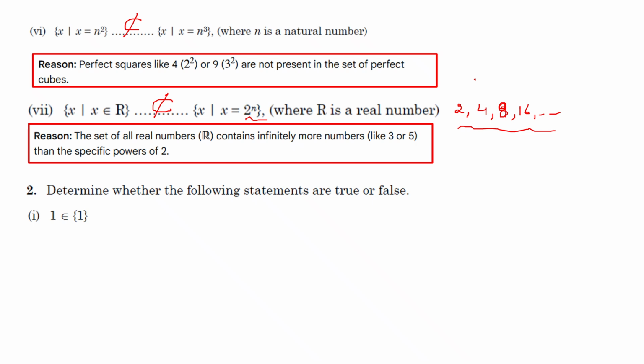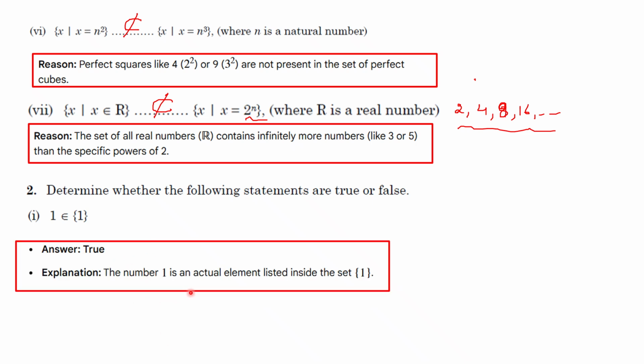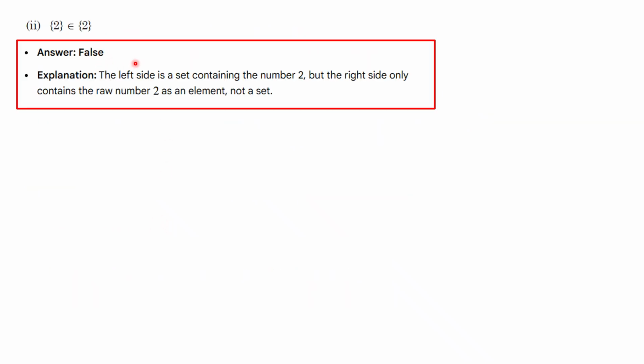Next is determine whether the following statements are true or false. So it is given 1 belongs to set 1. So it is true because the number 1 is an actual element listed inside the set. Next, this is false because the left side is a set containing the number 2, but the right side only contains the raw number 2 as an element. It is not a set.